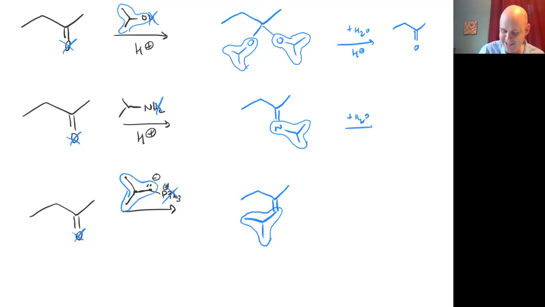All right. What happens if I start with a C double bond N and add acid and water? Turn into a C double bond O. Perfect. Yeah. So we just go back to where we were.